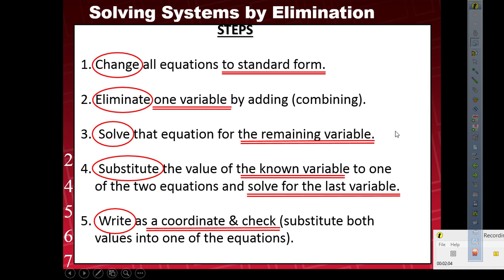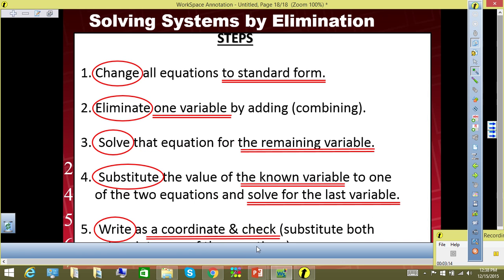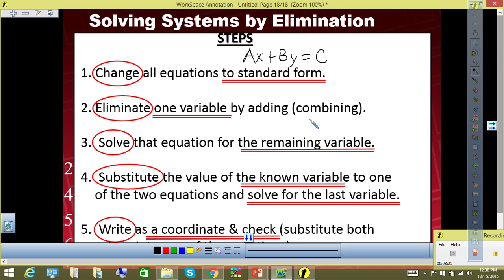Now, in case you forgot standard form, write it right next to or above where it says standard form: AX plus BY equals C. Does everybody see that? All right. So what do you notice about standard form? If I draw the line down the equal sign, both variables are on the same side, X and Y. X comes first, then Y. Are we there? All right, so let's get started.